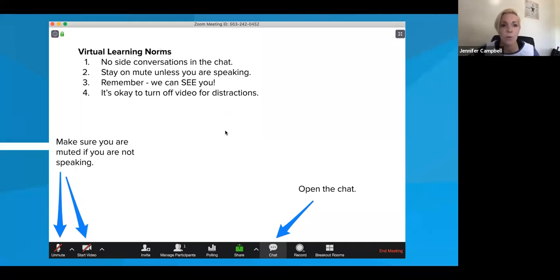A few norms too: please, no side conversations in that chat. You can definitely write something if it adds to whatever I'm saying, or if you have a question. And stay on mute unless you're speaking. That just helps to keep the distractions down. Remember that we can see you, so just be careful of what's in your background.